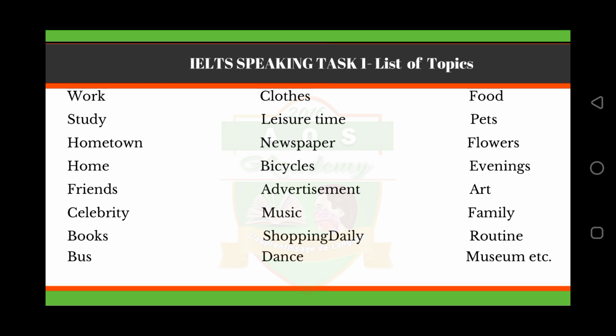Work, study, hometown, home, clothes, food, leisure time, pets, newspaper, and so on and so forth. Now, these very first four questions are common in IELTS speaking part 1. So you should practice answering them because you are likely to get one or two of them for your first topic: the work, study, hometown, and home.